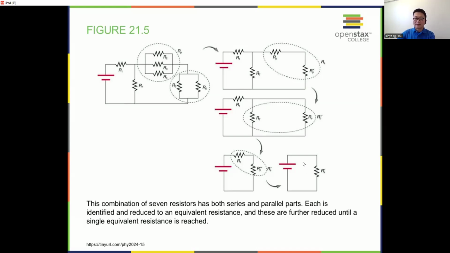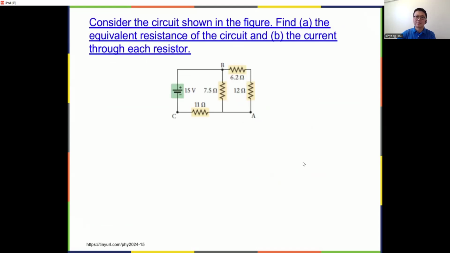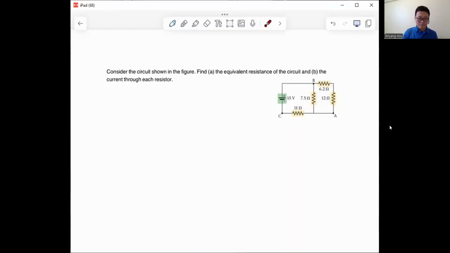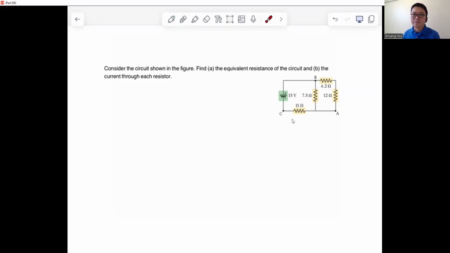Okay, all right. So let's take a look at this example here. It says, consider the circuit shown here. Find A, the equivalent resistance of the whole circuit, and then B, find the current through each of the resistors. So we'll take a look at the two questions one by one. So first, we'll analyze the circuit here. This one is in series with this part, okay?